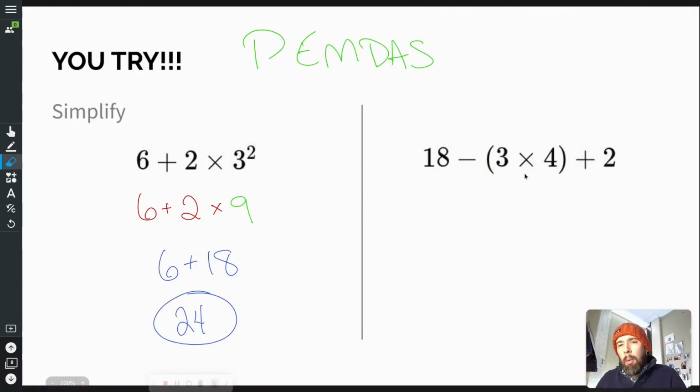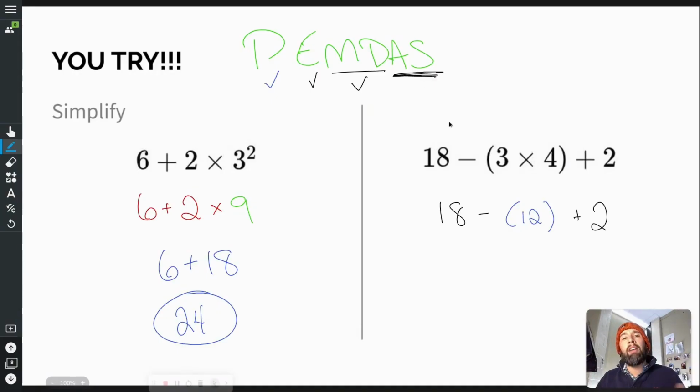And you got that ugly looking guy right there. All right. Parentheses first. So 3 times 4 is 12. Parentheses are done. Drop down 18 minus 12 plus 2. Do I have any exponents? No. Do I have any multiplication or division? No. We have addition, subtraction, left to right. Now, again, this does not mean add first. You go left to right.